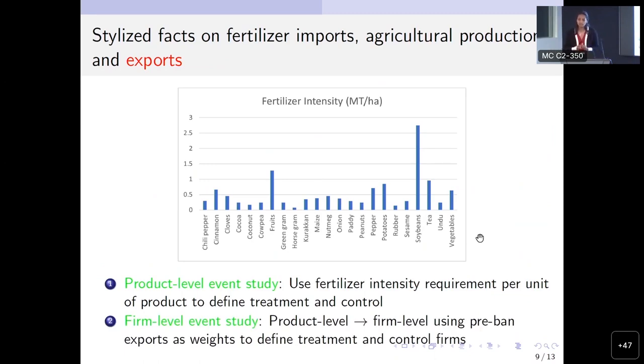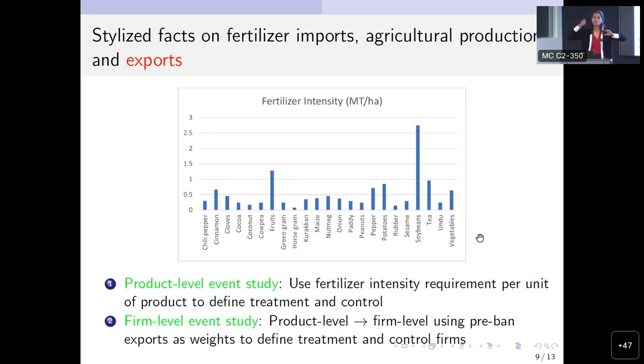And then in our second type of event study, we do a firm level event study where we are going to be comparing the agricultural exports of firms who are exporting more fertilizer intensive products compared to the agricultural exports of firms who are exporting less fertilizer intensive products. So to do that, of course, we have to go from product level to firm level. I'm going to leave the technical details out of this, but the main idea is that we look at the different types of products and their different fertilizer intensity, as I showed you in the graph before.